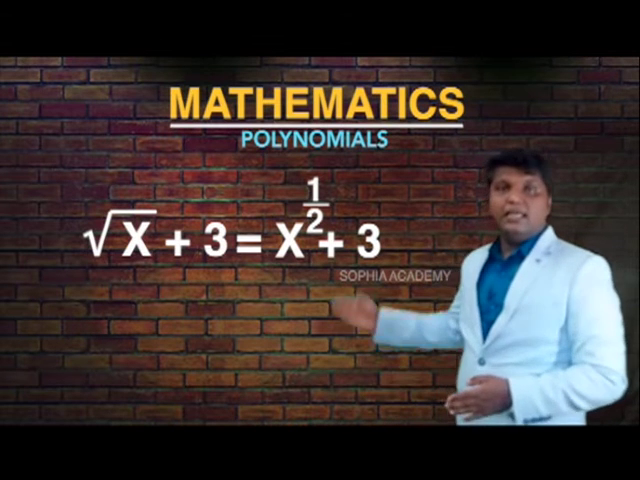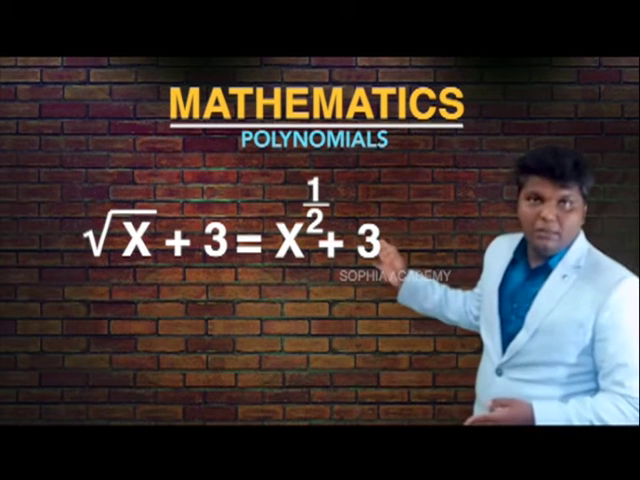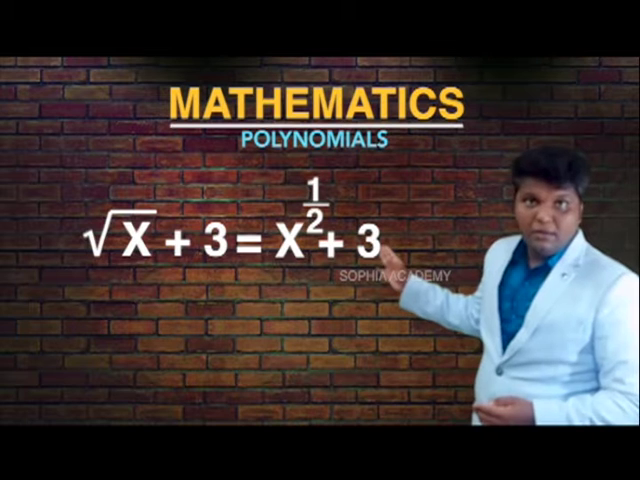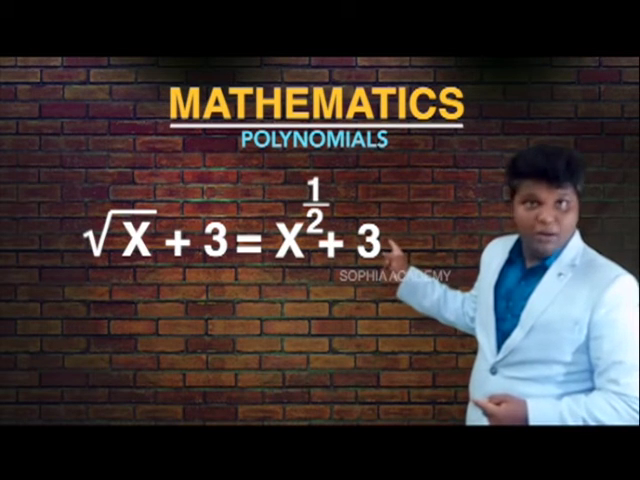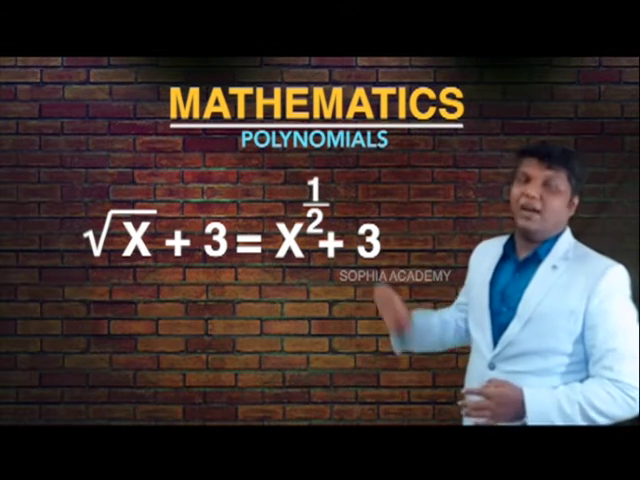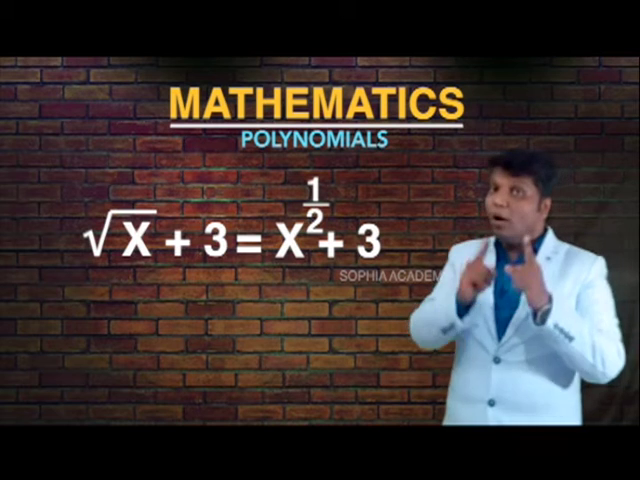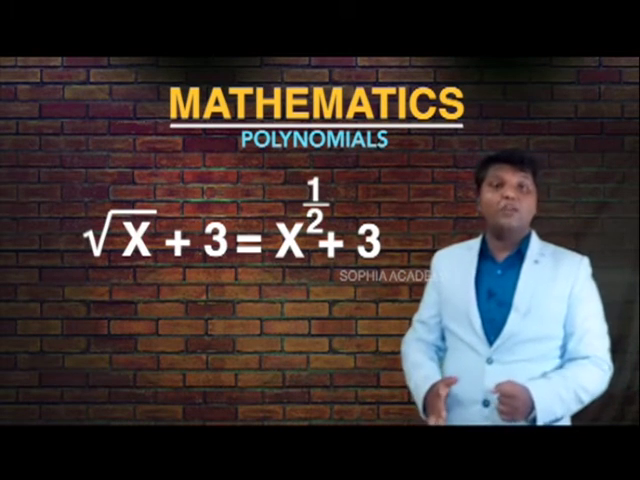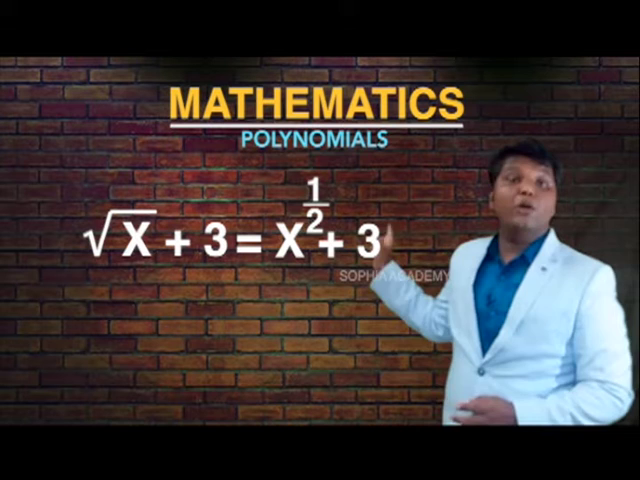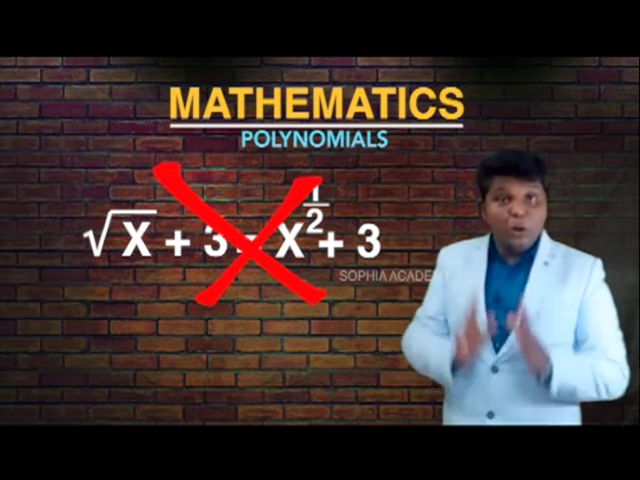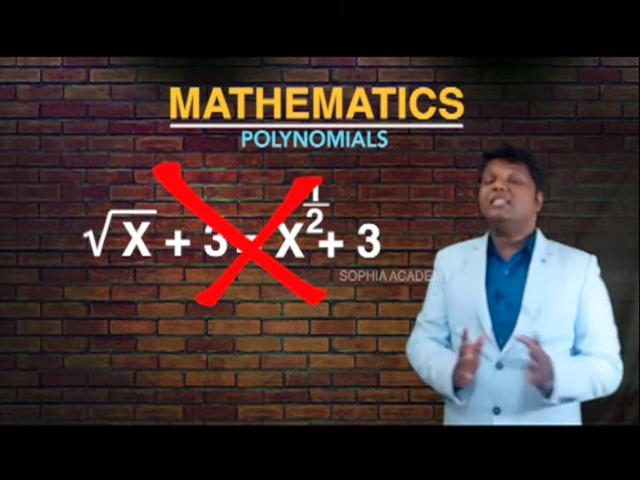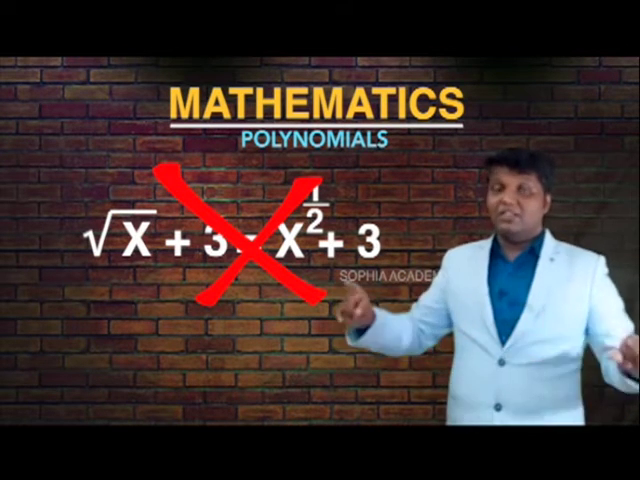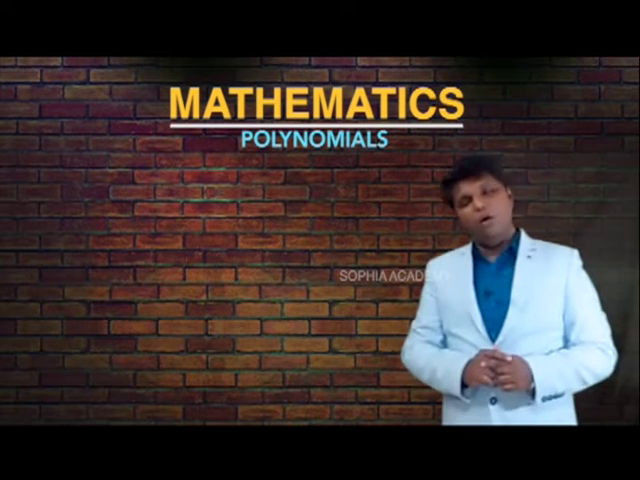So here you can see the power of the first variable. Is it a whole number? No. Then what is it? It's a fractional number. So I told you, if it is not a whole number, neglect it. It will never come under the category of polynomial. So we can say this is not a polynomial. In this way, we can understand whether the given statement is a polynomial or not.